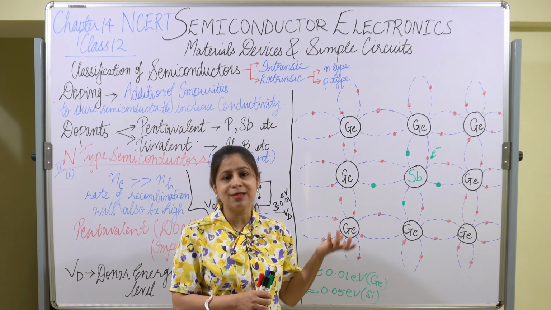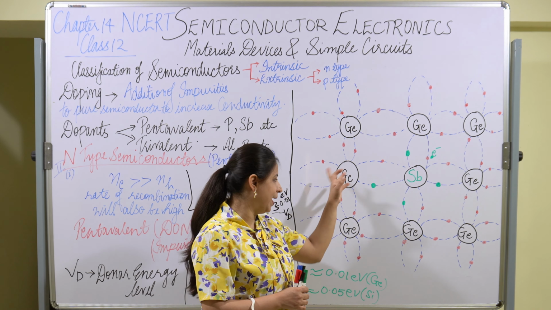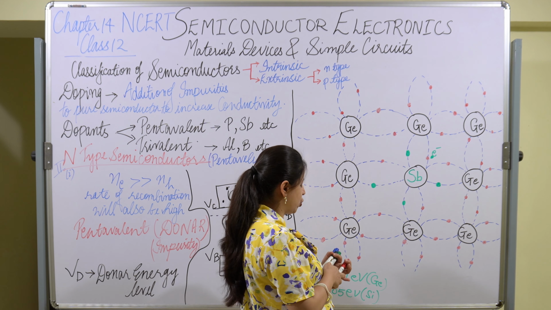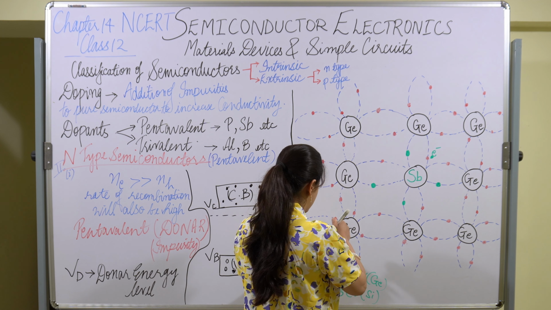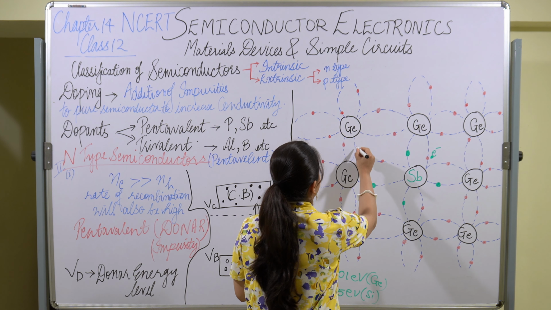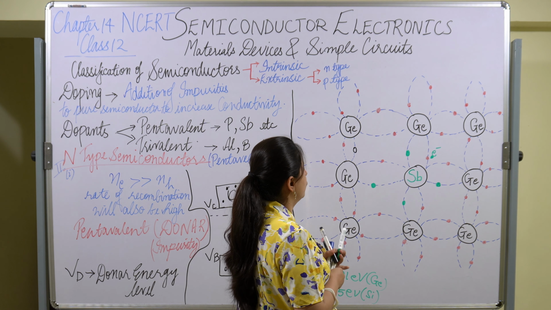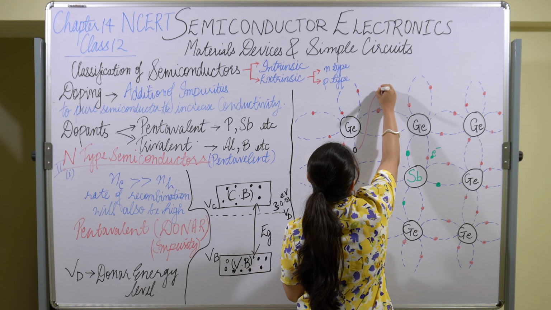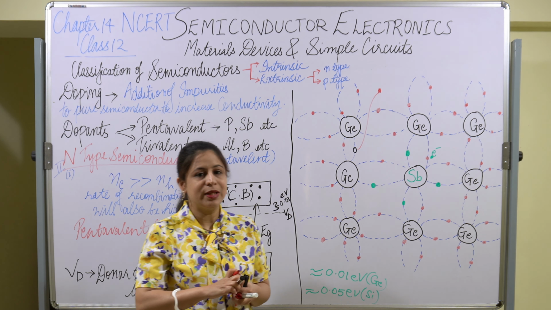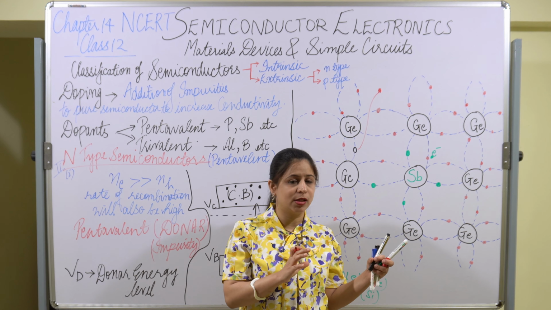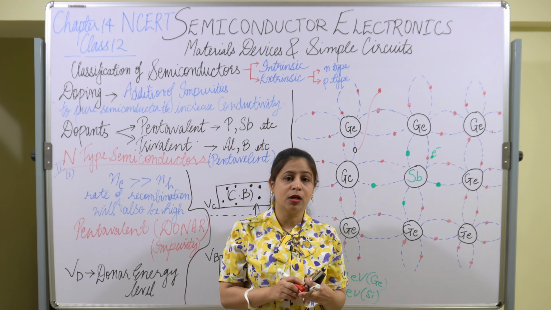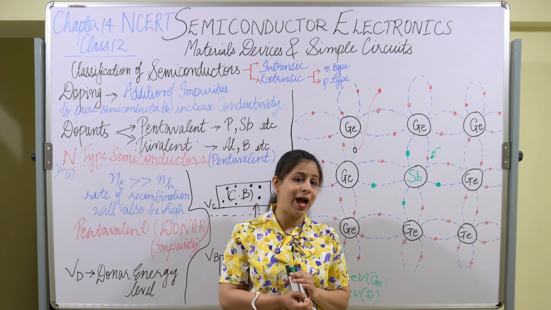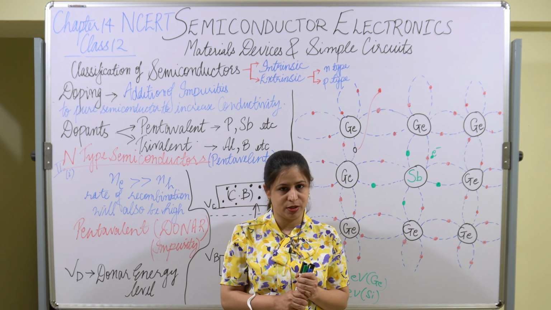As soon as the temperature increases from 0 Kelvin, some of the bonds break, liberating the electrons. Suppose this bond breaks and liberates the electron, so it will create a hole over here, and the electron will move. So some of the bonds break, and we see that the electron concentration is more, which helps in the conductivity. So this type of semiconductor will naturally have more conductivity than the intrinsic type semiconductors.